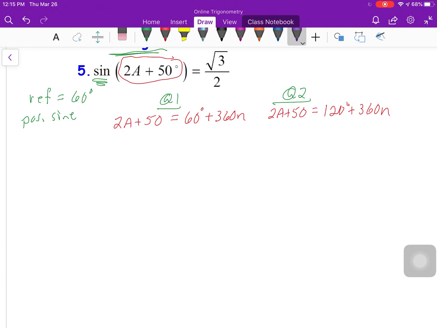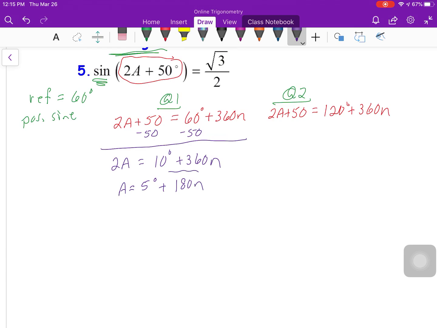The first step that we would need to do is subtract 50 on both sides. I would subtract the 50 here and subtract the 50 there, because those are like terms. That would leave me with 2a equals 10 degrees plus 360n. And now I'd have to divide everything by 2. So a would equal 5 degrees plus 180n. That would be considered one of our solutions.